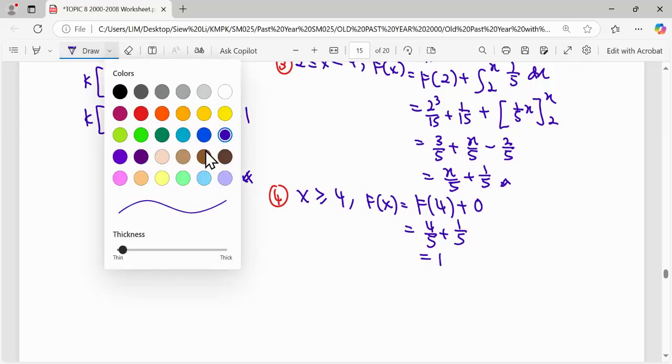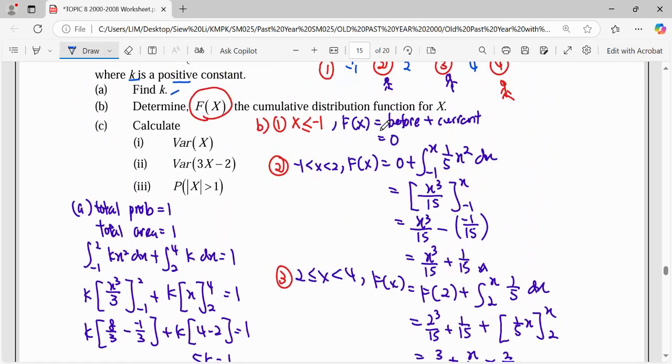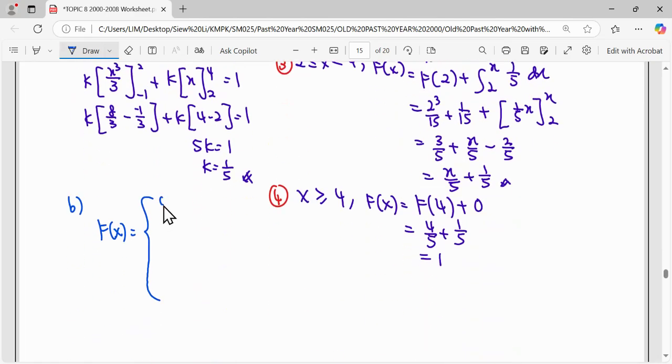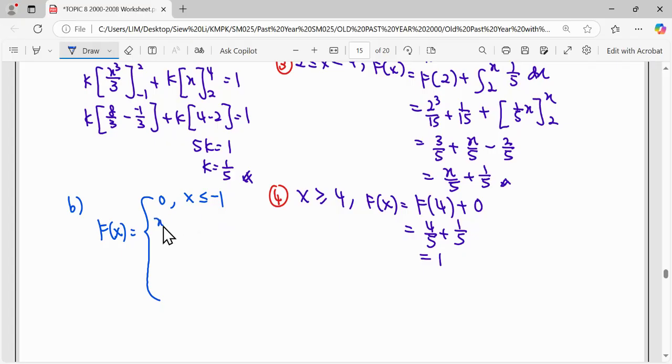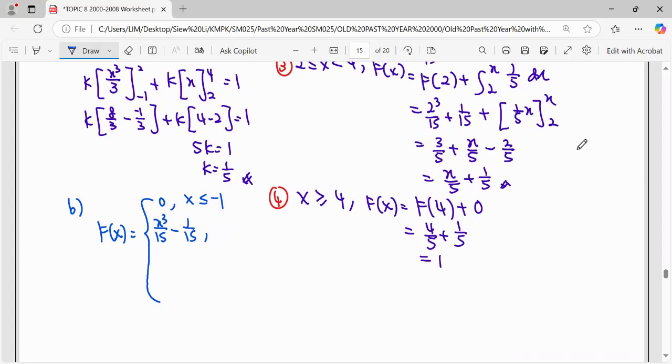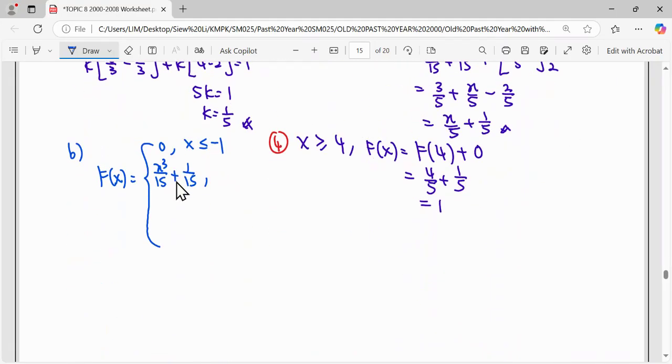After we finish this, we need to write out its function. What is your cumulative function as a piecewise function? So first, for the first interval, 0 where x is less than or equal to -1. For the second, the answer is x cubed over 15 plus 1 over 15, for -1 until 2.